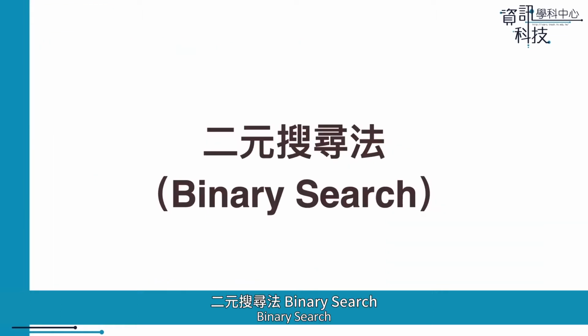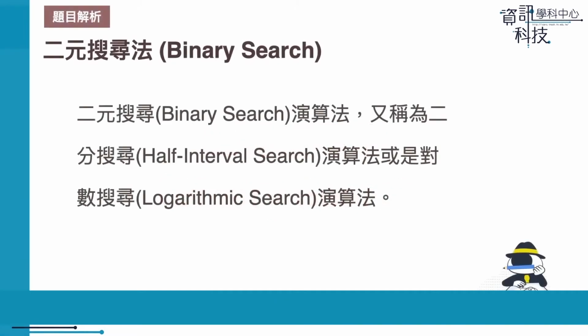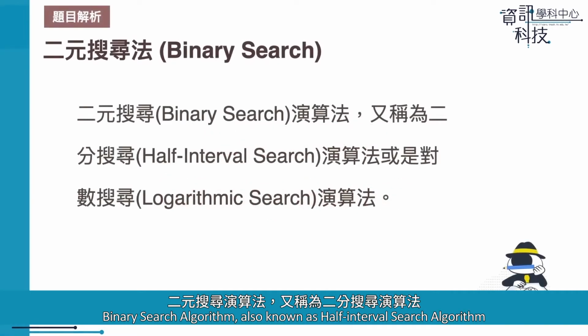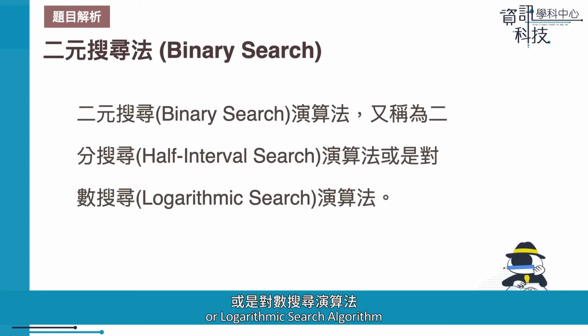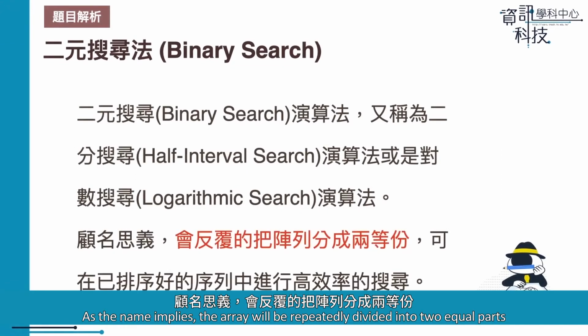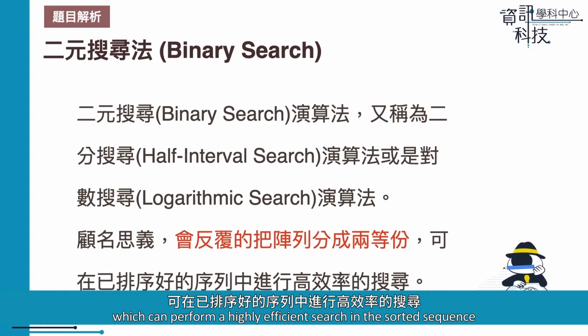Binary search. The binary search algorithm, also known as the half-interval search algorithm or logarithmic search algorithm. As the name implies, the array will be repeatedly divided into two equal parts, which can perform a highly efficient search in the sorted sequence.